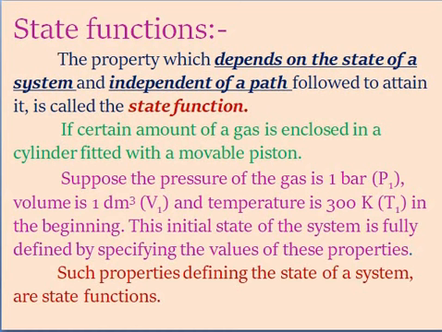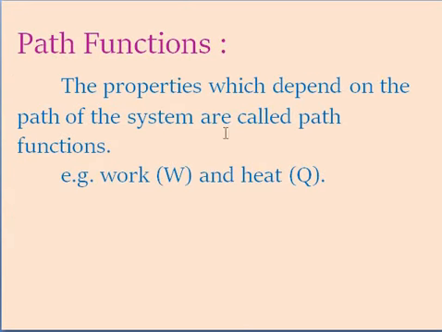Consider a certain amount of gas enclosed in a cylinder fitted with a movable piston. Then some observations are made. Suppose the pressure of the gas is 1 bar, this is P1. Volume is 1 dm cube, this is V1, and temperature is 300 Kelvin.